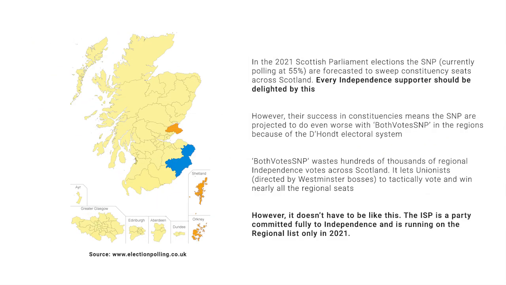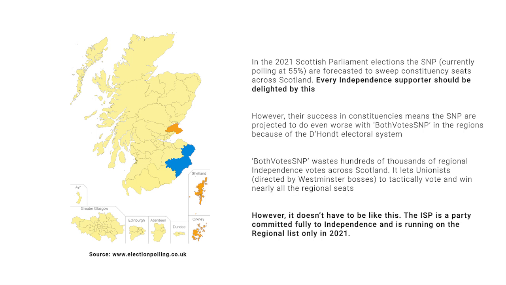In the 2021 Scottish Parliament elections, the SNP, currently polling at 55%, are forecasted to sweep constituency seats across Scotland. Every independent supporter should be delighted by this. However, their success in constituencies means the SNP are projected to do even worse with both votes SNP in the regions because of the D'Hondt electoral system.